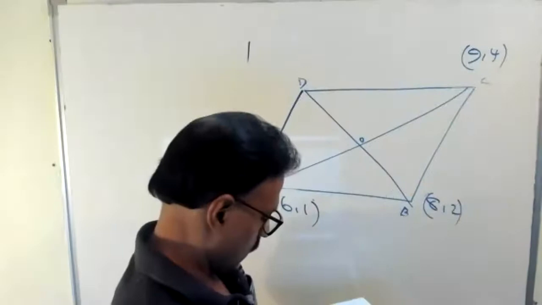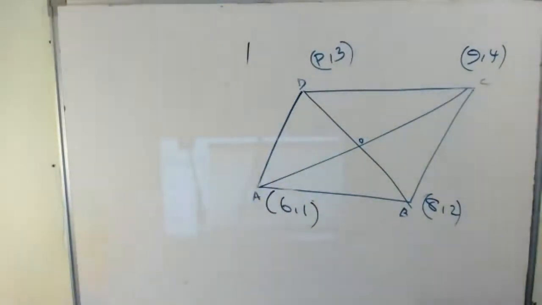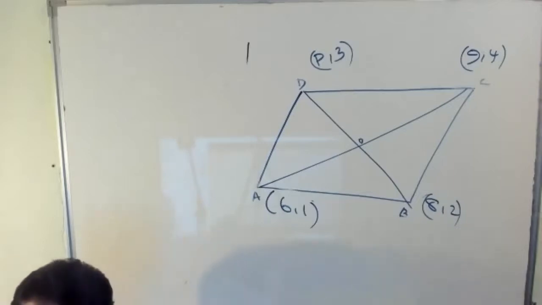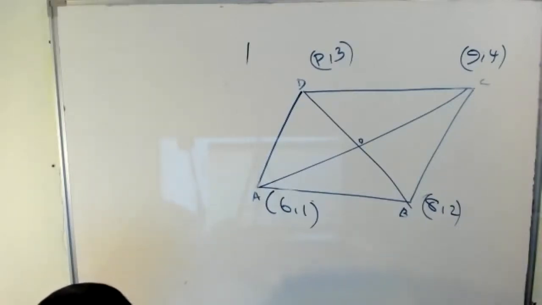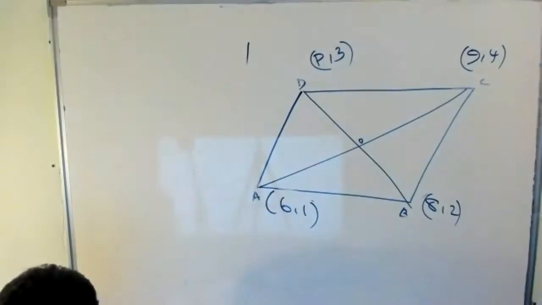D(P, 3) are the vertices of a parallelogram, find the value of P. If the points A(6, 1), B(8, 2), C(9, 4), D(P, 3) are the vertices of a parallelogram, find the value of P. Okay. Find out first.